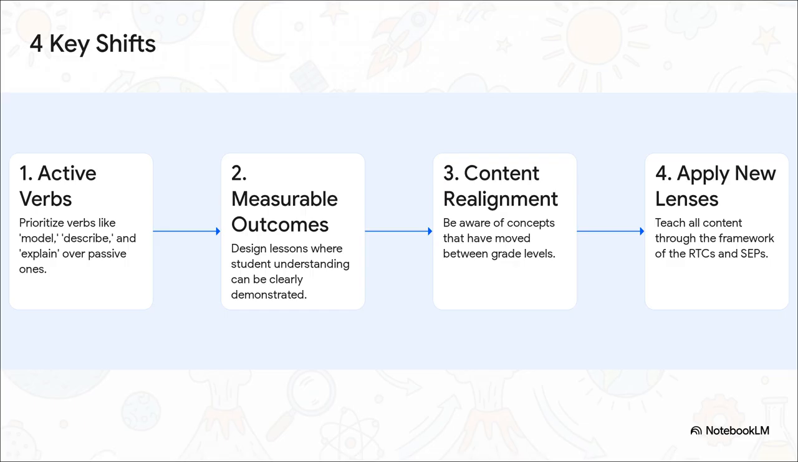2, emphasize those measurable outcomes. Design your lesson so students can clearly show you what they know. 3, make sure to note that content realignment in your planning. And number 4, and this is the most important one, apply the new lenses. Teach all your content, even the stuff that looks unchanged, through that framework of the RTCs and the science and engineering practices. It's not just about covering stuff anymore. It's about teaching our students how to think and act like scientists and engineers.